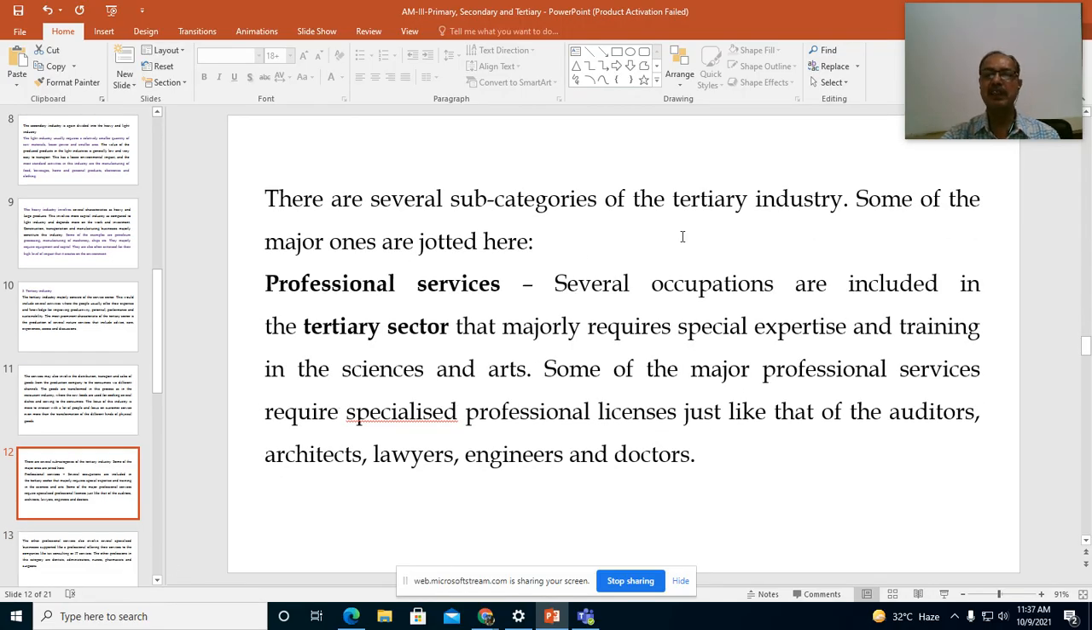There are several subcategories of the tertiary industry. Some of the major ones are jotted here. You can see the example here. The professional services: several occupations are included in the tertiary sector. The vast majority requires special expertise and training in the sciences and arts. Some of the major professional services require specialized professional licenses, like those of auditors, architects, lawyers, engineers, and doctors. So you are also going to provide legal services, and that will come under this tertiary industry.